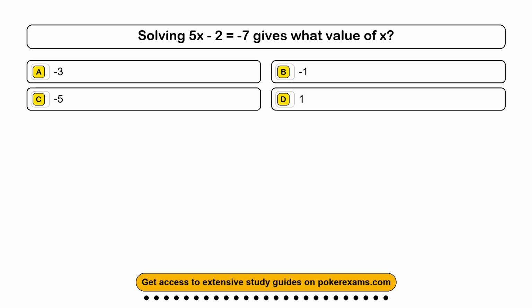Question 9. Solving 5x minus 2 equals minus 7 gives what value of x? Option A, minus 3. Option B, minus 1. Option C, minus 5. Option D, 1.